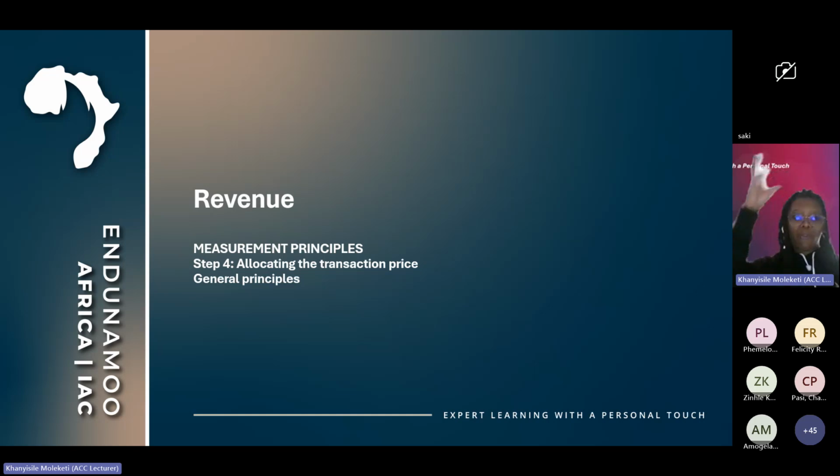So you see, step 4 brings step 2 and 3 together, right? In step 2, we determined what our POs are. Step 3, we determined how much we're entitled to for the whole contract. In step 4, we take the amount we're entitled to and we split it between the POs. Okay, so it brings the two together.